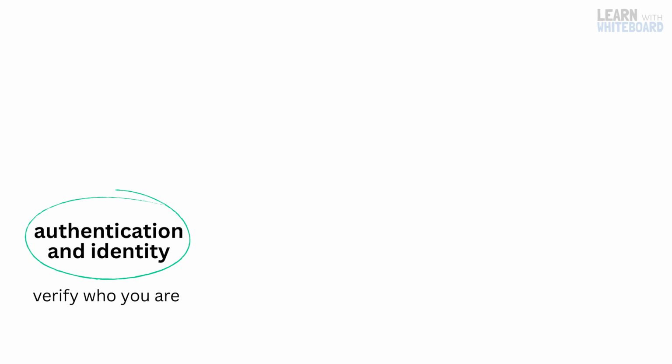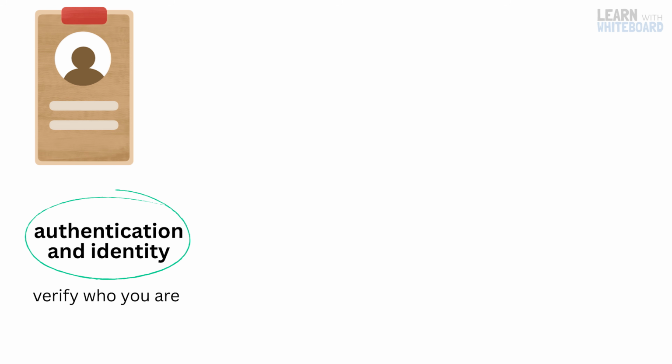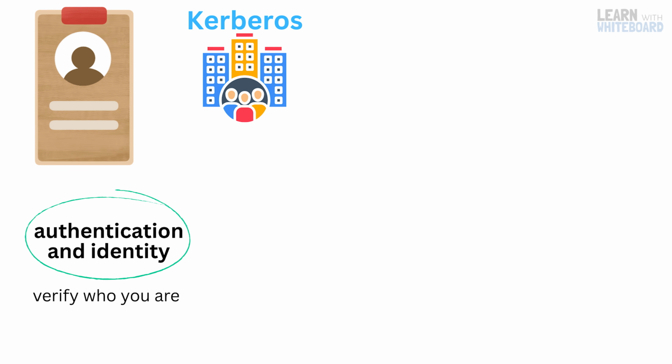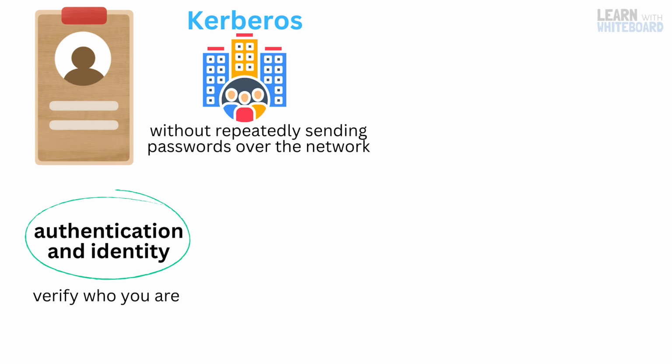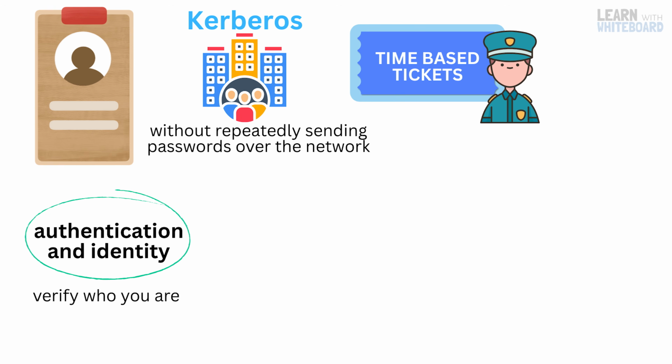Next up, we have authentication and identity protocols, in which identity becomes the new security perimeter. Kerberos is widely used in enterprise environments to authenticate users without repeatedly sending passwords over the network. Instead, it relies on time-based tickets issued by a trusted authority, which significantly reduces the risk of password theft and replay attacks. This makes Kerberos especially effective in large corporate networks where users access multiple internal services throughout the day.